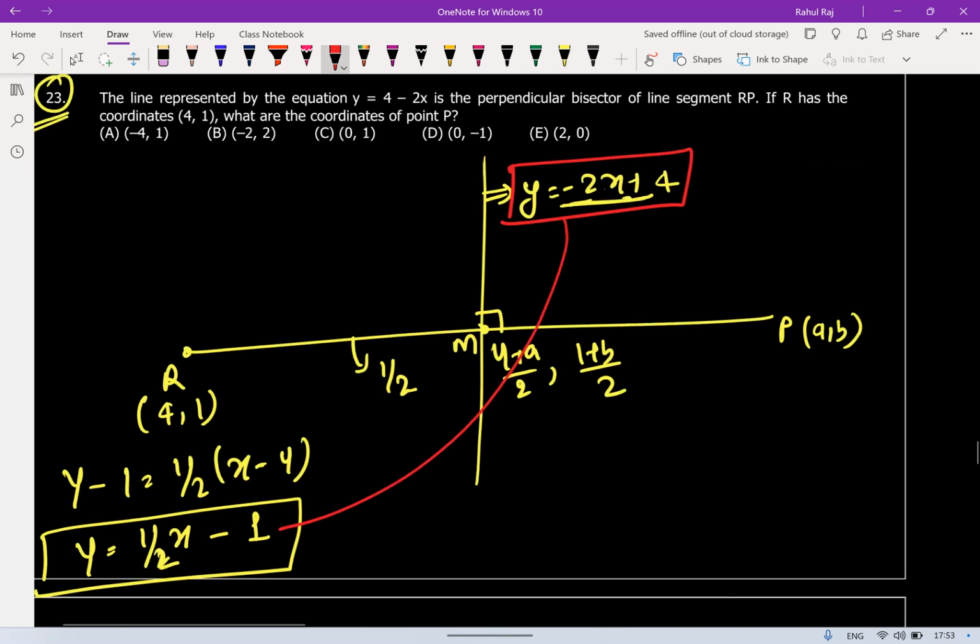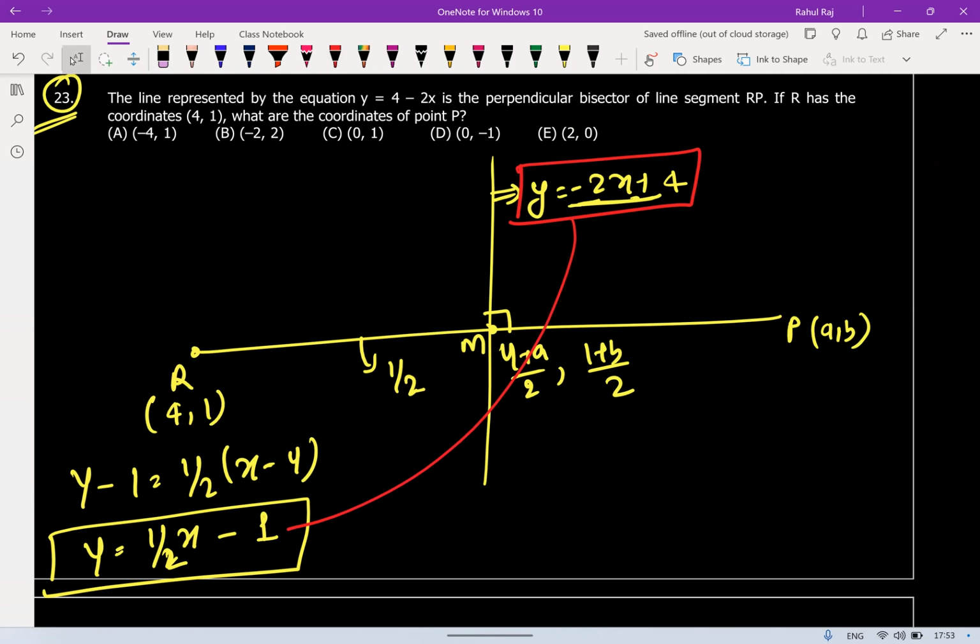So what I'm trying to find, I'll solve these two equations, y is equal to minus half x minus 1 and y is equal to minus 2x plus 4. Whatever the value of x and y I get, that will be the coordinate of point M, and then I just equate it. So when I solve this, I'll put the value of y from equation 2 into equation 1.